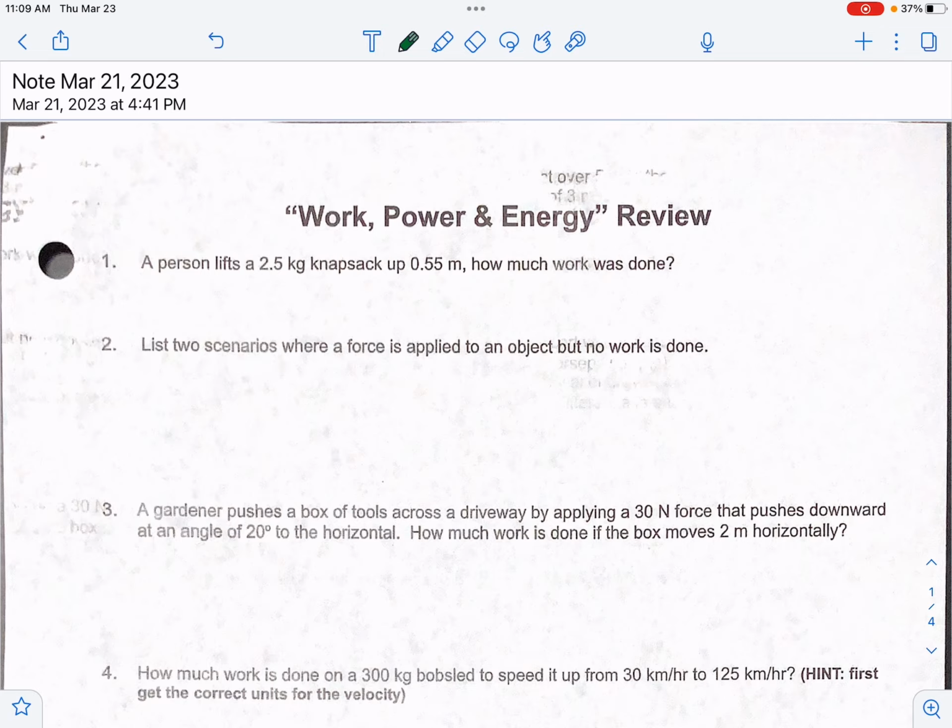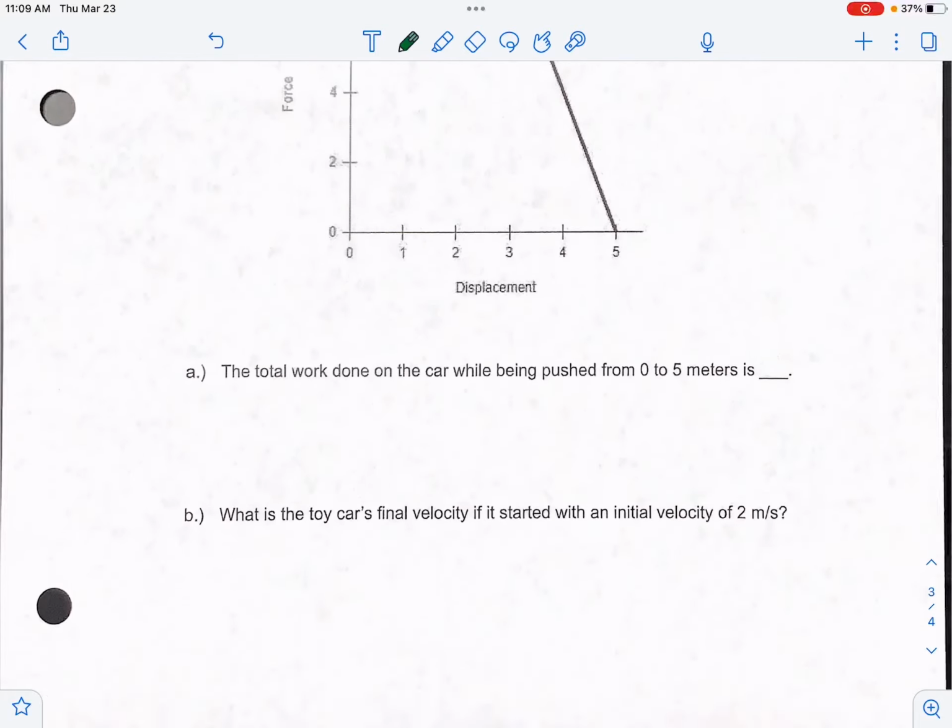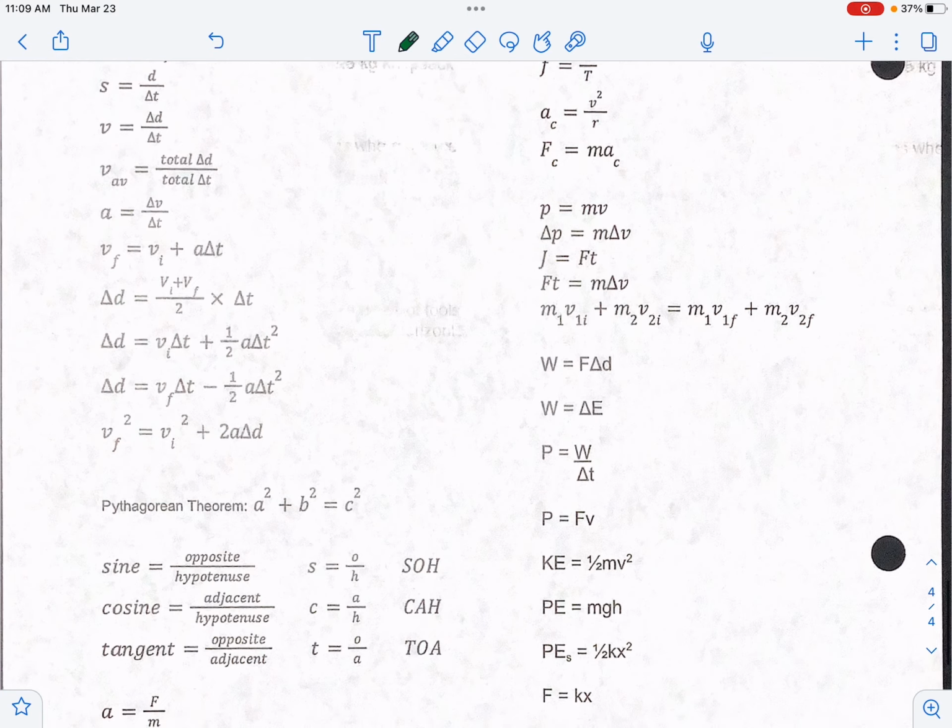Okay, so before I get into this, I'm going to go over some of the equations that we're going to use in this unit review. Starting off with work equals force times distance right here. So force times whatever distance the object is moving.